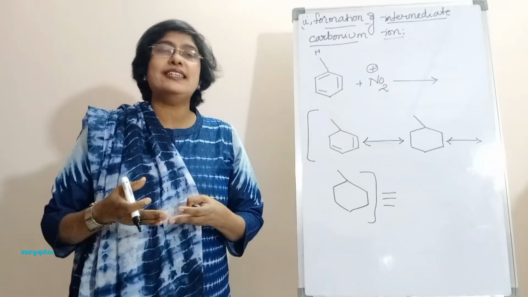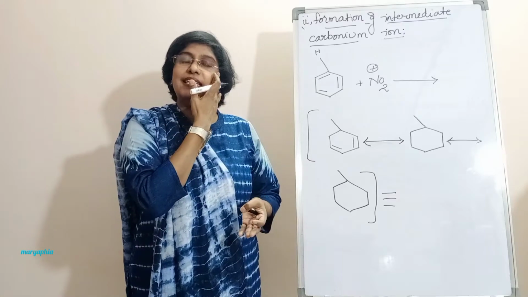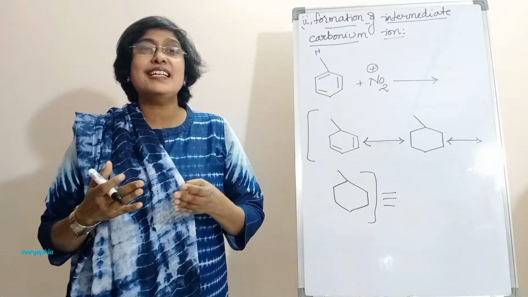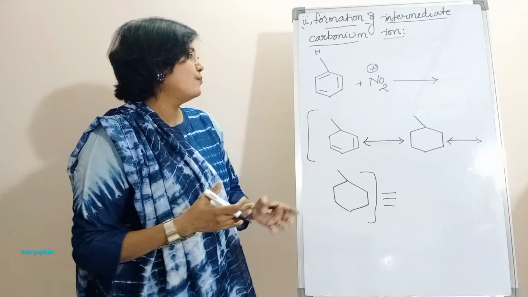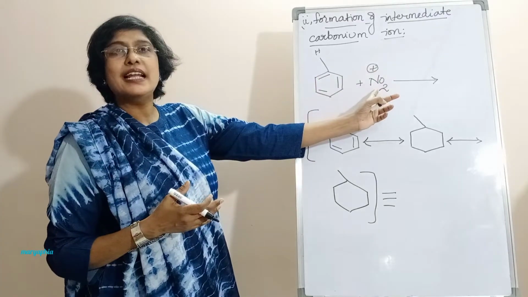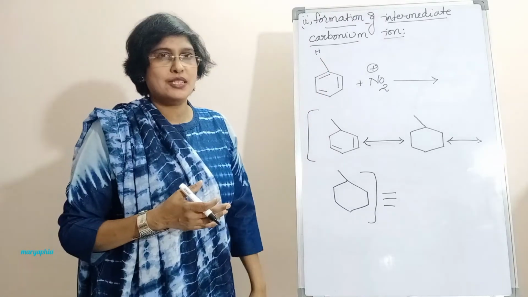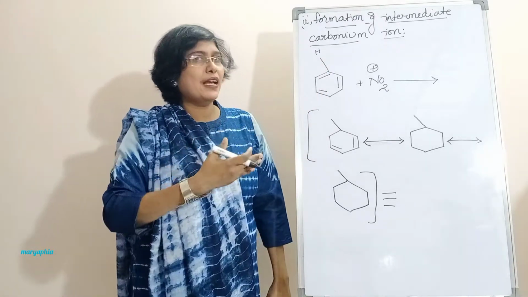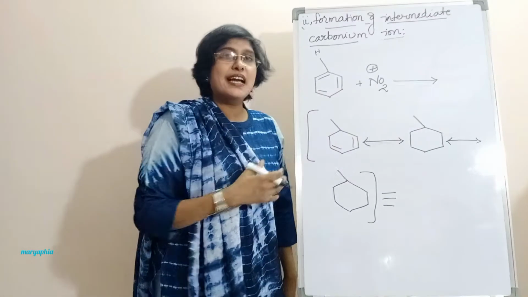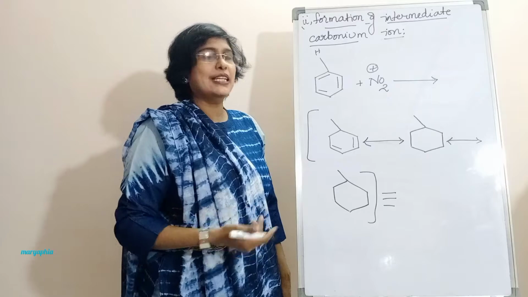Now as we started the reaction taking benzene, this NO2 plus, that is the nitronium ion, approaches benzene. So in the second step I have written here benzene plus nitronium ion, with one hydrogen outside. When this electrophile approaches benzene, it undergoes electromeric effect. What is this electromeric effect?